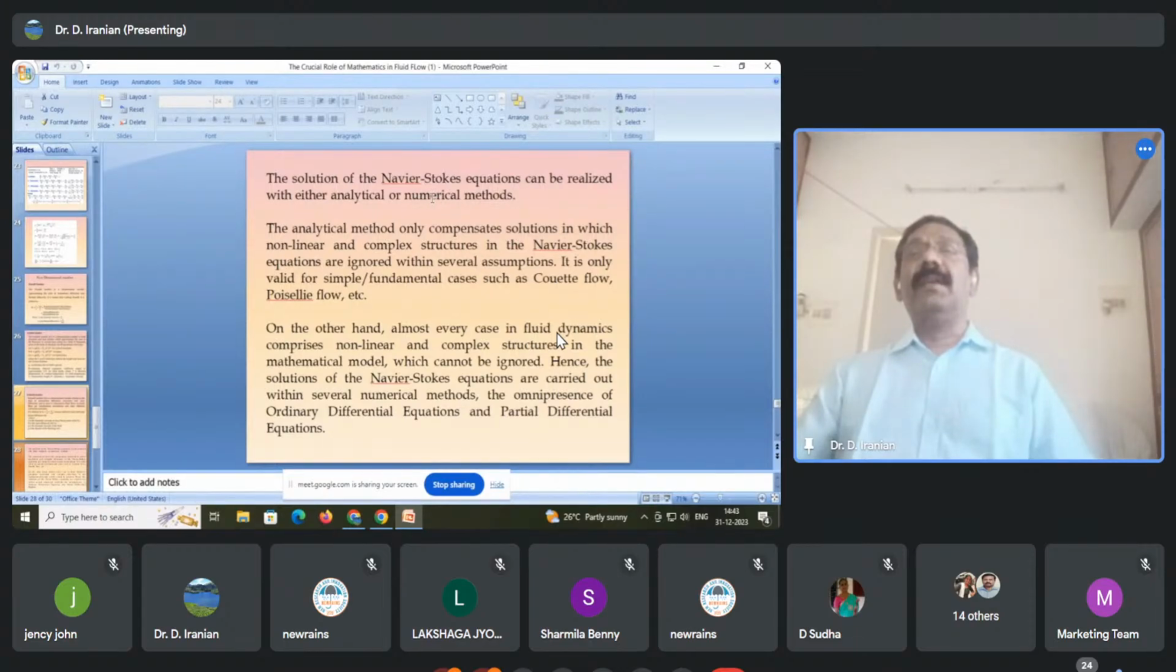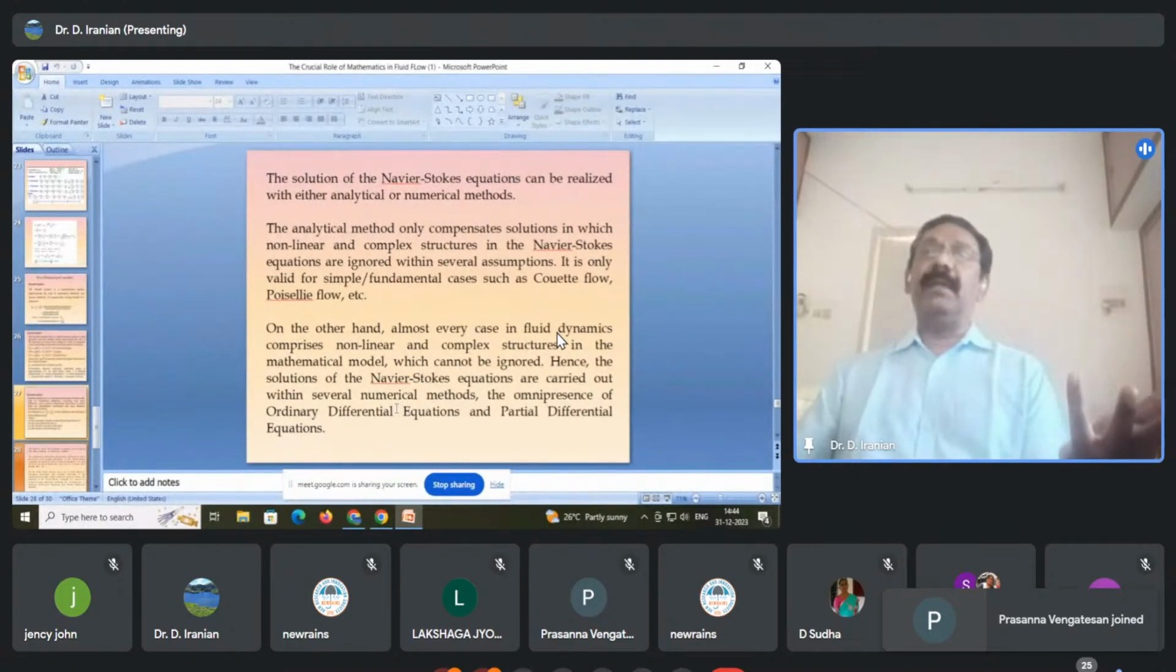But numerical methods, as usual, are a very powerful approach. In numerical methods, so many methods are there, and if you apply them, we can get exact answers. The analytical method only provides solutions in which the nonlinear and complex structures in the Navier-Stokes equations are ignored with several assumptions. So we make assumptions, but then why should we use the analytical method? It is not a powerful method actually, but with numerical methods we can solve very easily.